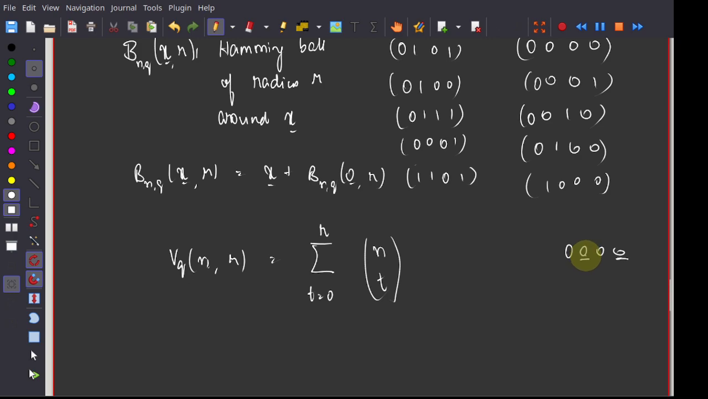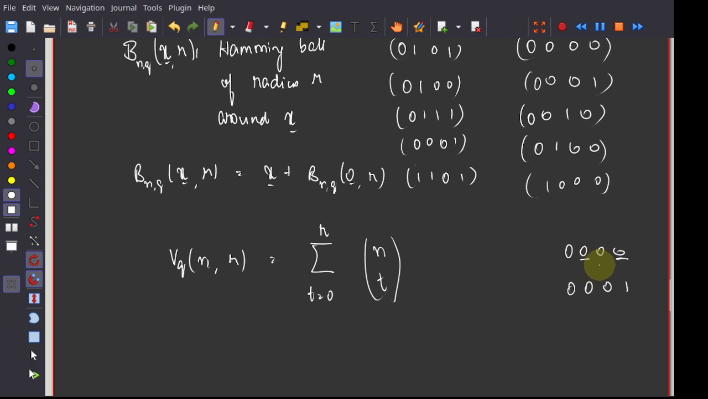If I put 0, so let's say I put 0, 0, 0, 0, 1. So here I put a 0, here I put a 1. What is the Hamming distance between this and this? It's not 2, it is 1. I want Hamming distance exactly equal to 2. Yeah, I have to replace both by 1.